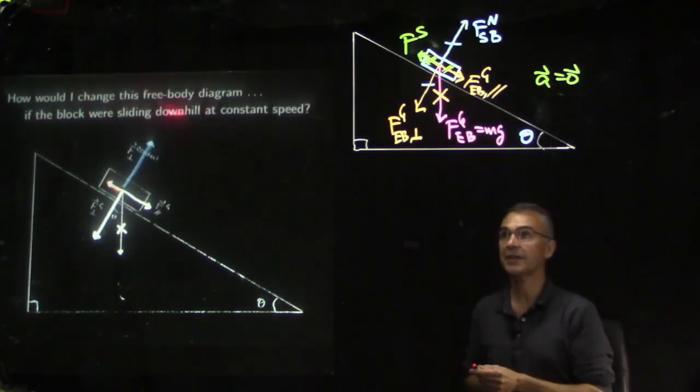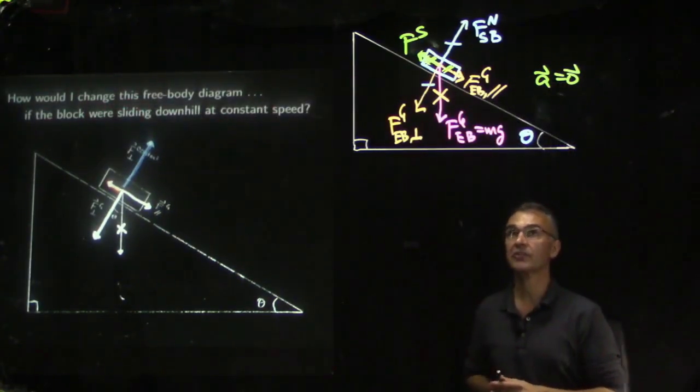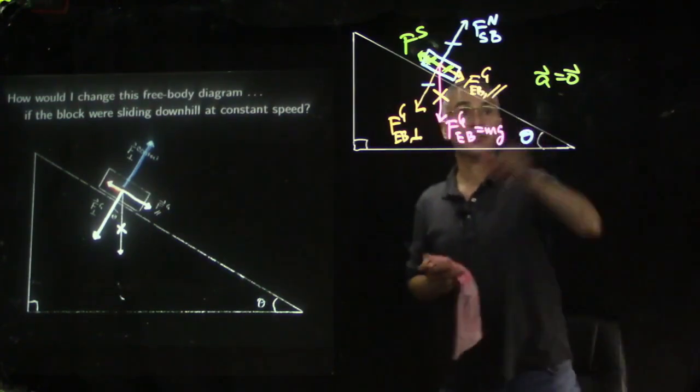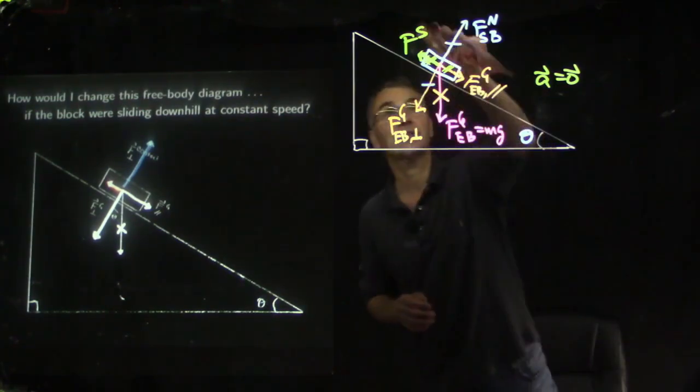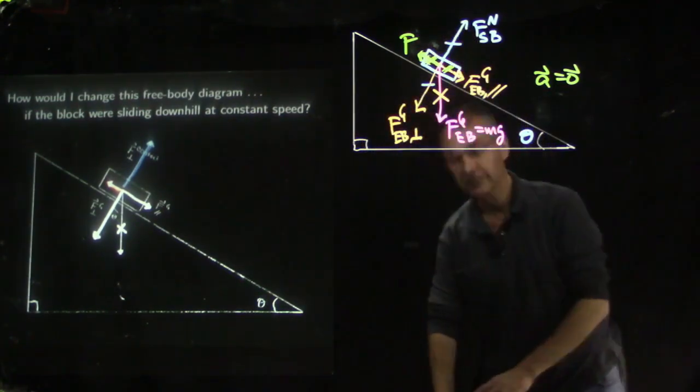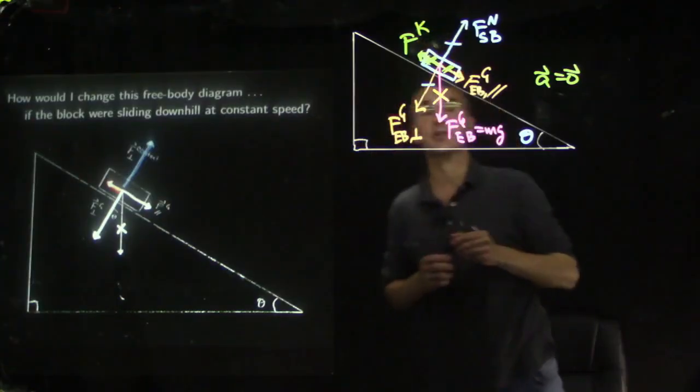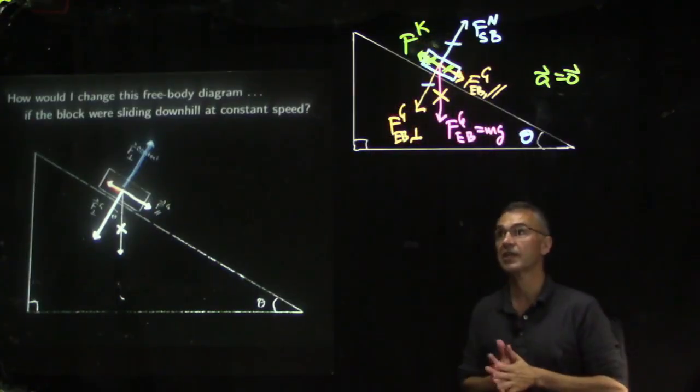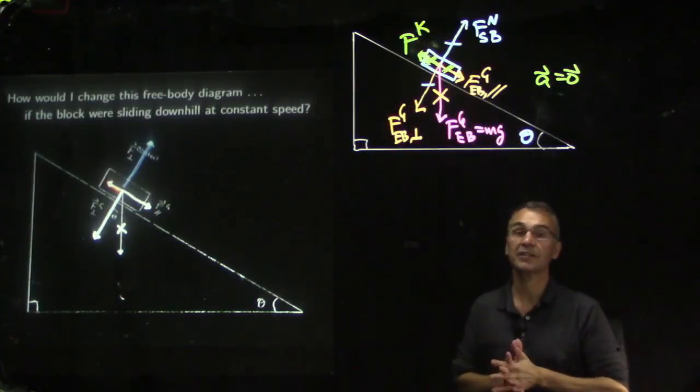How would I change this free body diagram if the block were sliding downhill at constant speed? Well, there would still be an acceleration of 0 if it's sliding downhill at constant speed. But now instead of this being static friction, this would have to be kinetic friction. I think otherwise it's the same. So if it's sliding downhill, then it's kinetic rather than static friction.